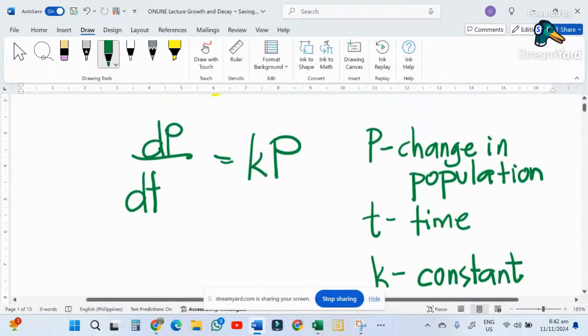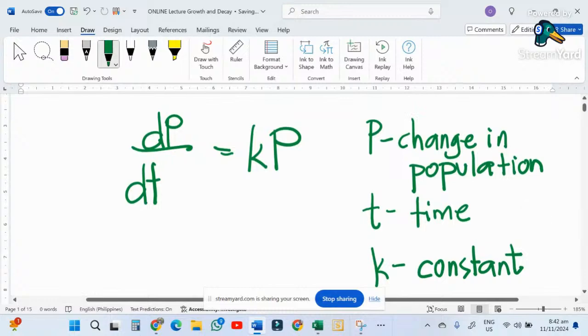And that's it. These are the only variables that we need. Now, that is positive. Why positive? Because your k here has a hidden plus.